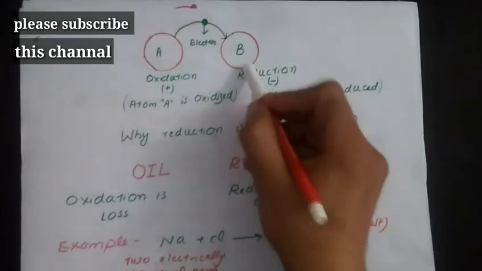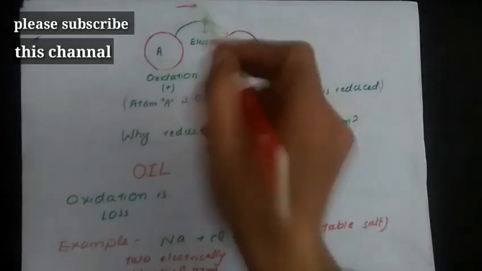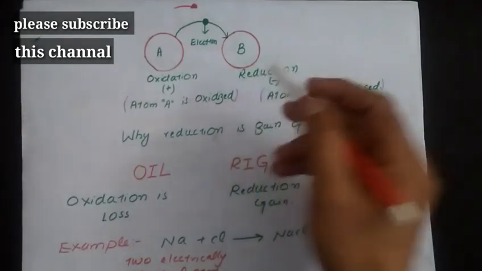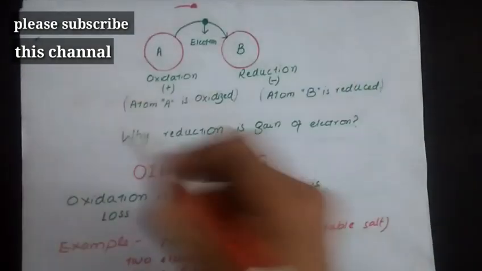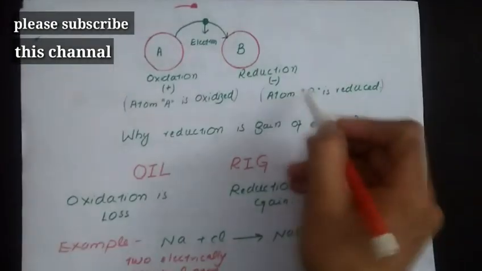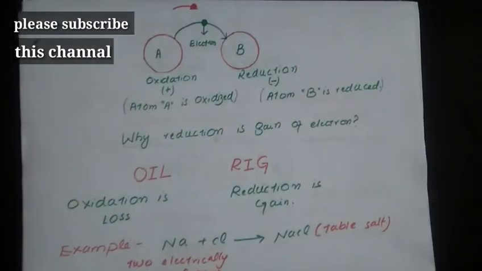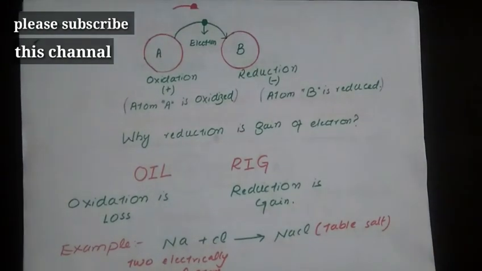Now we have atom B, right? So atom B gains those electrons. So we already defined what is reduction. It's basically the gain of electrons. So it gains electrons, so it's called reduction. So atom B is reduced and it will have a negative charge, right? So that was what about oxidation reduction.